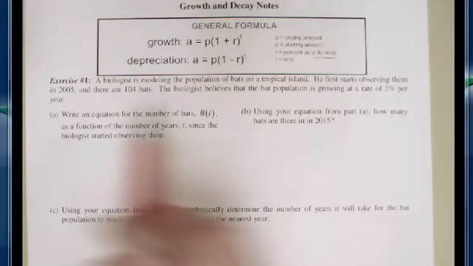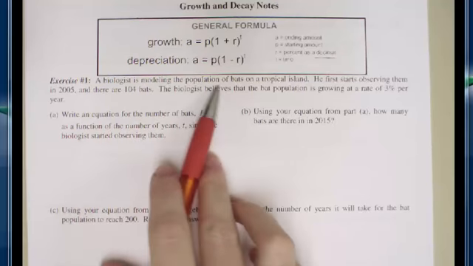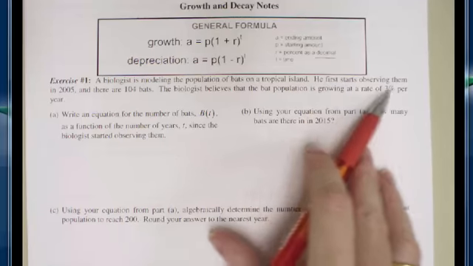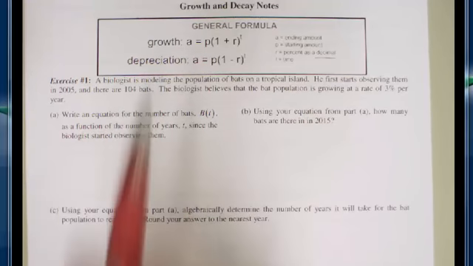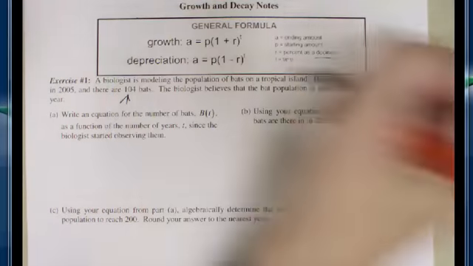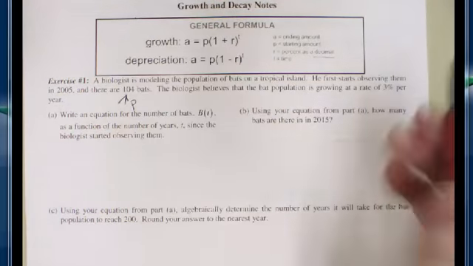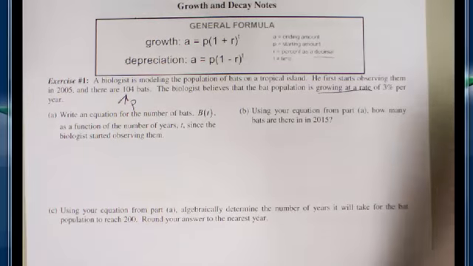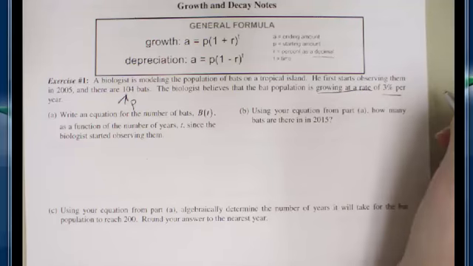So looking at the first one, a biologist is modeling the population of bats on a tropical island. He first starts observing them in the year 2005, and there are 104 bats. So that is our initial value. Okay, that is our P. Now, he believes the population is growing at a rate, so we will be using the plus, and at 3%.